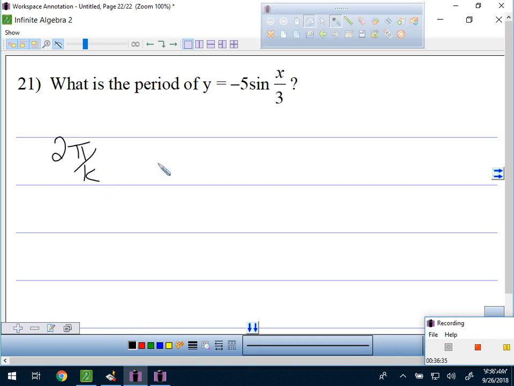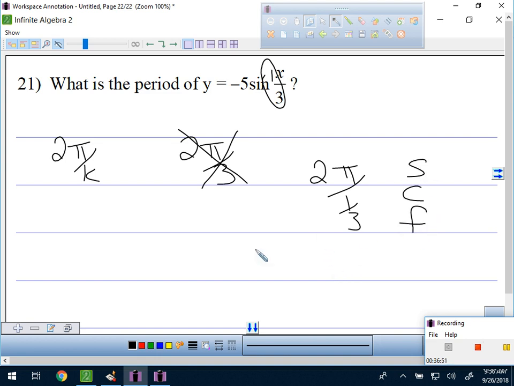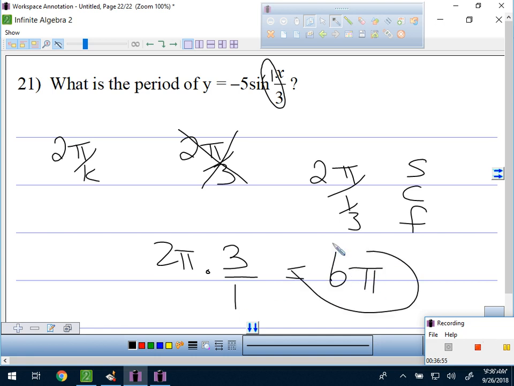Now, here's the mistake that people are going to make. Do not say that it's 2 pi over 3, right? Because k in this problem is not 3. What is k in this problem? That's it. So you'll have 2 pi over 1/3. Thankfully, since this is multiple choice, that will not be an answer choice, right? Stay, change, flip. You'll get 2 pi times 3 over 1, so that gives you your period of 6 pi.